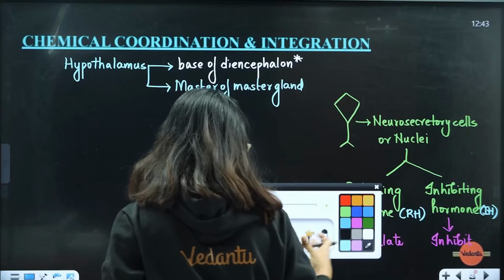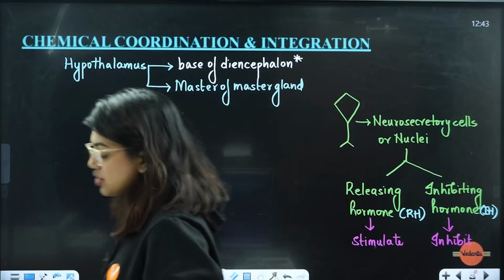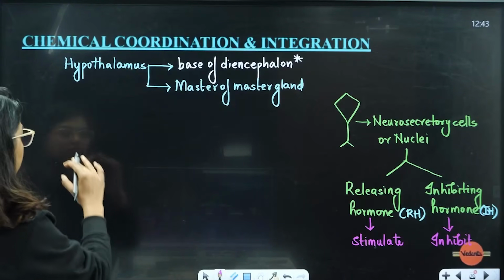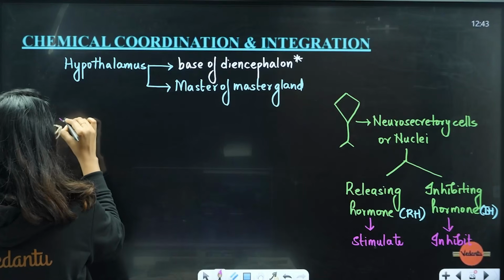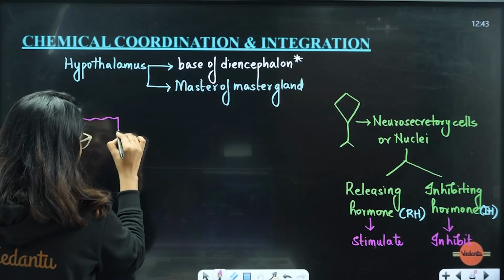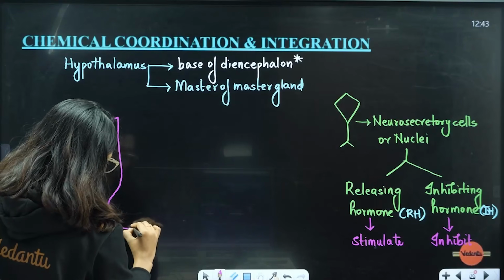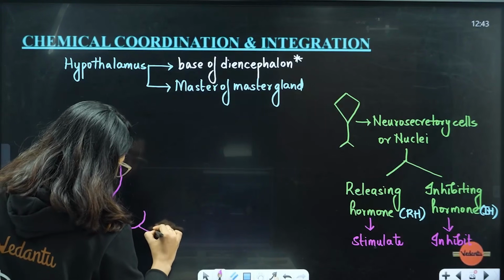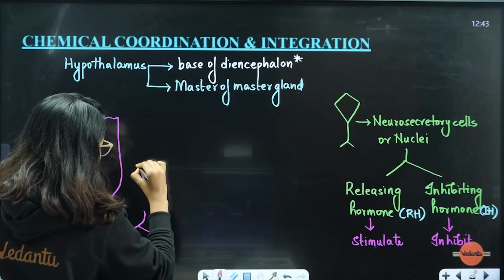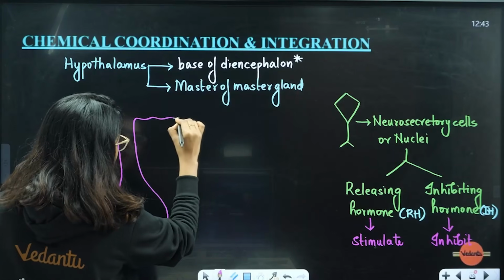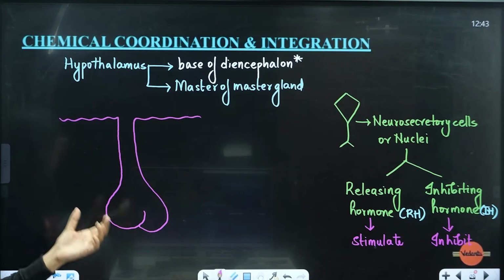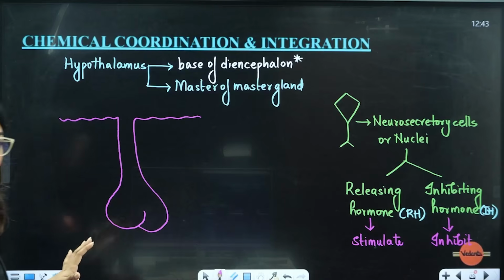So let's draw and understand what is the structure. So students, now the hypothalamus is in this region. This is where your hypothalamus is going to be. From the hypothalamus there is going to be an extension, and then you will have your pituitary. Then again you will have the stretching, and then the hypothalamus. So this is how the pituitary and the hypothalamus are attached.